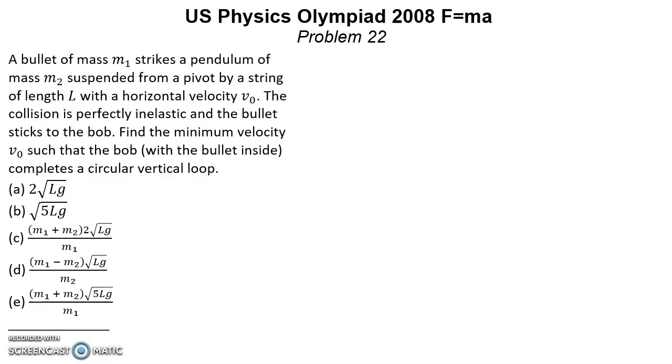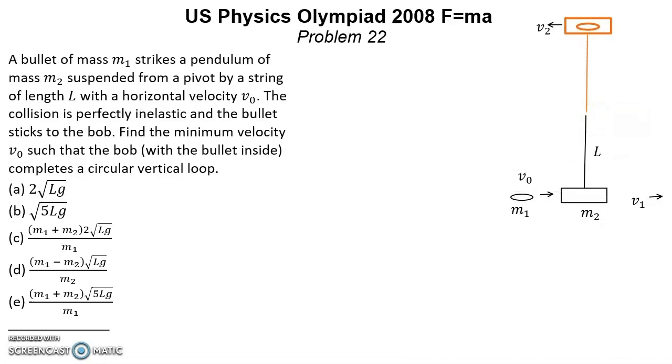So first of all, we can draw the picture of this scenario. On this picture, first the bullet sticks to this pendulum and gets a new velocity v1. After that, it starts to rotate till the highest point, where it gets speed v2. And the best way to do this problem is probably to go backward.